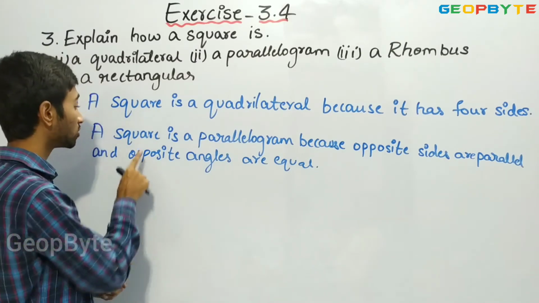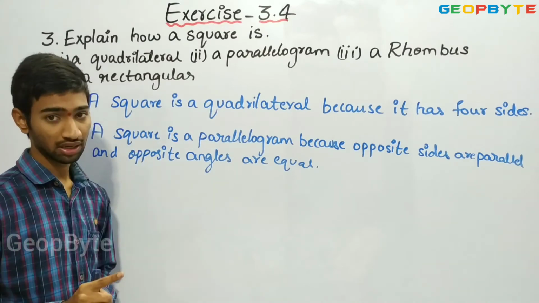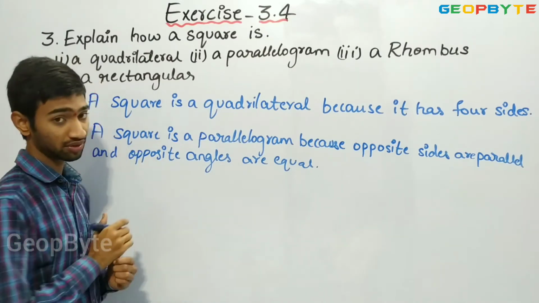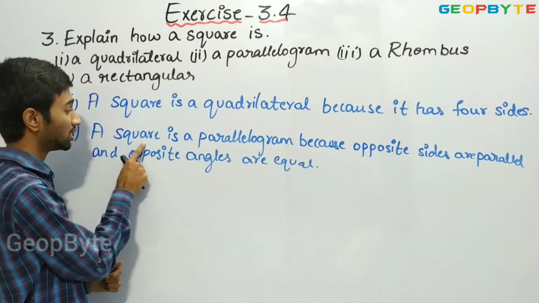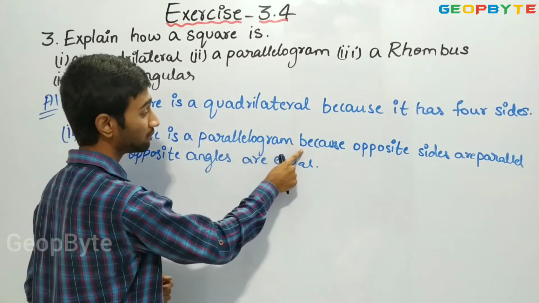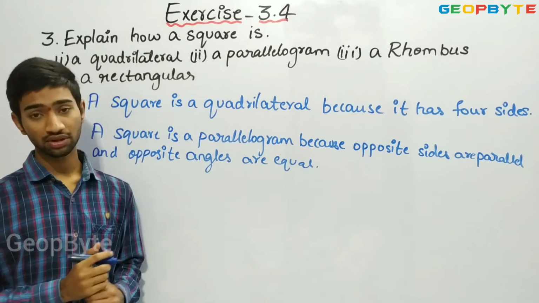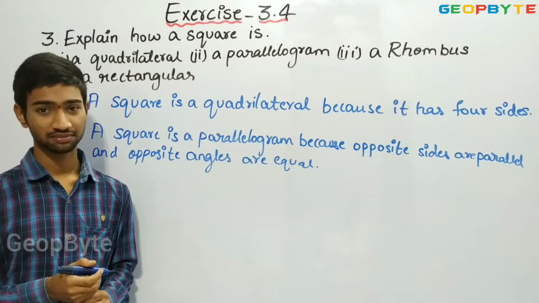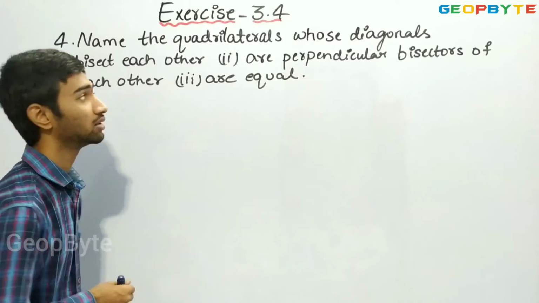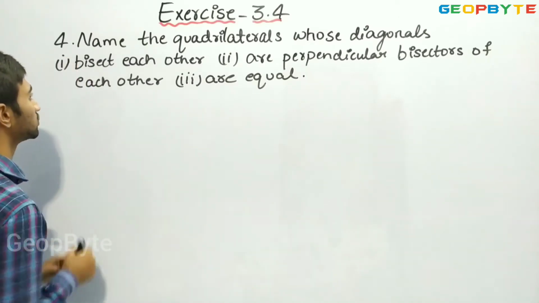also equal. So in a square also, opposite sides are parallel and opposite angles are equal. Therefore, a square is a parallelogram because opposite sides are parallel and opposite angles are equal. Now, let us see the fourth question.